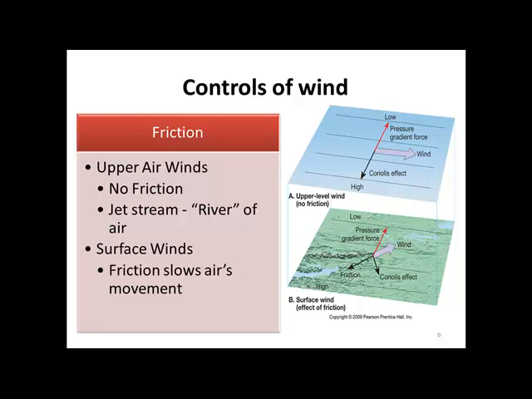Just as if you rolled a ball along the surface of the pavement, it would eventually slow down due to the friction. You see on the right-hand side that the lower picture shows that the surface wind is affected by friction, Coriolis, and pressure gradient, and the upper winds are only affected by pressure gradient and Coriolis. Since we're not in a physics class, we won't have to map it out. You just have to know that the surface winds actually have an extra component controlling them.